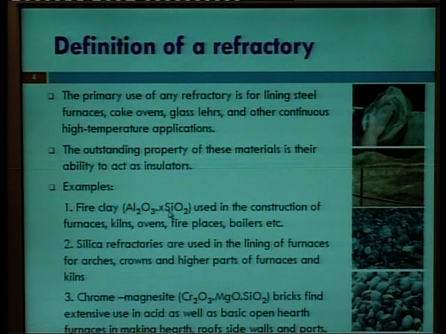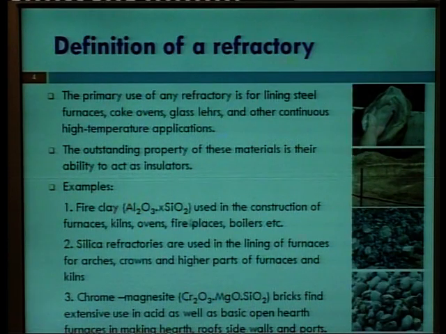These are not simple chemical compounds like sodium chloride, common salt, etc. These are very complex silicate compounds, mainly aluminum or alkali or alkaline earth metal silicates. Silicate, that is SiO2, is essentially present in the matrix in ceramics as well as refractories.